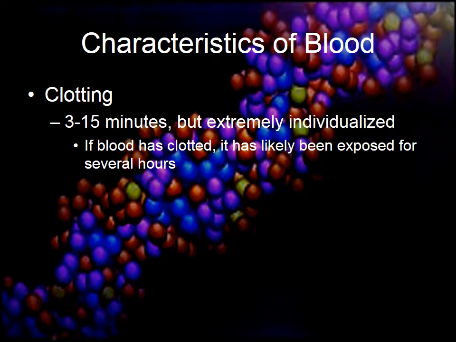Blood clotting typically takes 3 to 15 minutes. Blood clotting is obviously on purpose. That's what helps seal up wounds once you are cut for whatever reason. But it's very individualized. It depends upon the viscosity in the person's blood. If blood has clotted and we find it at a scene in a clotted form, most likely it has been there for quite some time, several hours.